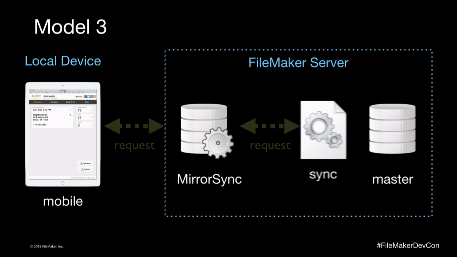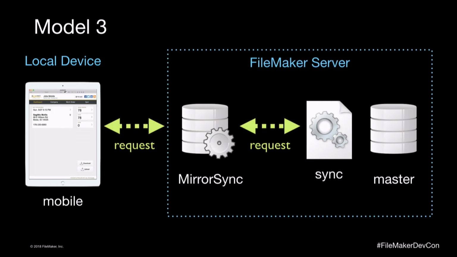I have a sync file, and it has relationships to the master, but not to mobile. And MirrorSync sits between them and is going to do the request. So MirrorSync will know how to talk to mobile, and it'll know how to talk to my sync file. Okay? So it allowed me to put my business logic in one place. MirrorSync only talks to the sync file, and it has table occurrences to the master.